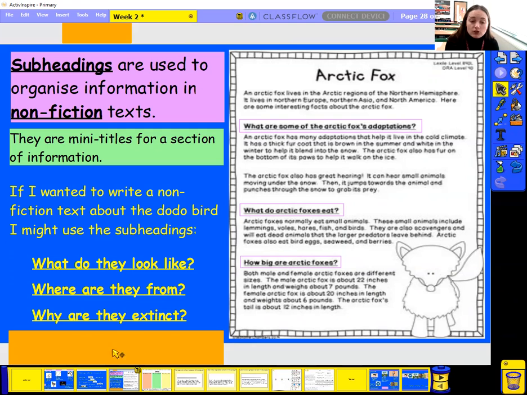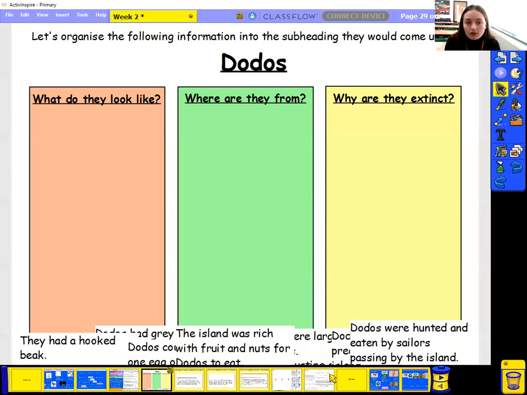So you might have written something like, they could be extinct because humans hunted them. Because as it said in that text that we read yesterday, the dodos were very brave and they used to go up to humans all the time, and the humans might have killed them because they were being attacked by the dodos. Okie dokie.